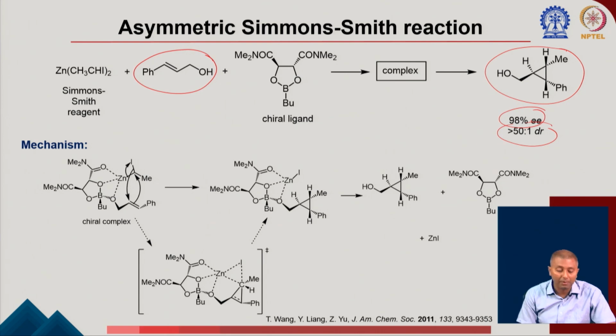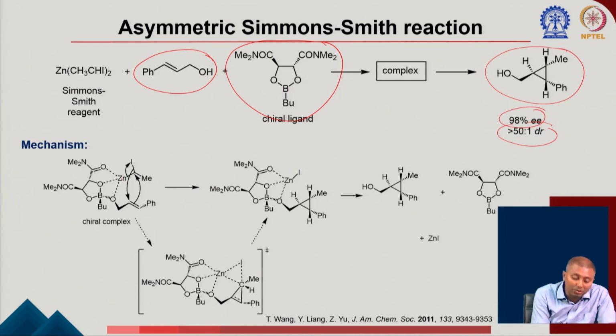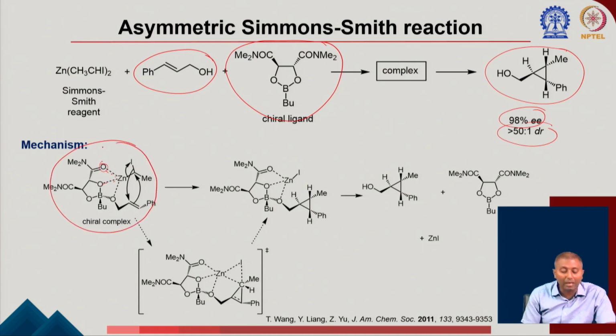Let's try to understand. You can see that in this reaction, the important thing is you have to use the Simmons-Smith condition with this chiral ligand. In this chiral ligand, you have this boron, which is attached to the chiral diol. Now in the transition state, the zinc gets coordinated with the oxygen of this carbonyl group. It is also coordinating with the oxygen next to the boron, and the allylic alcohol first reacts with the boron, forming this complex. Then zinc also coordinates with the oxygen, forming a chiral complex.